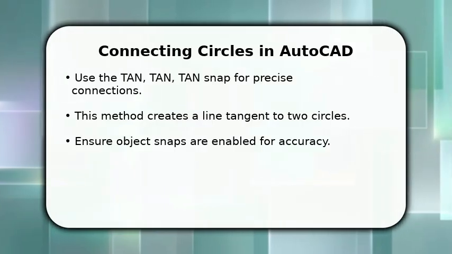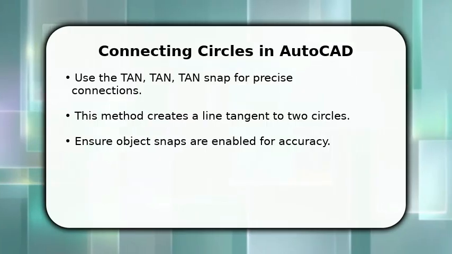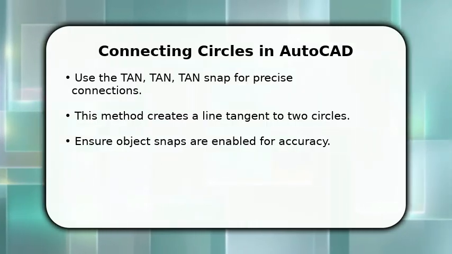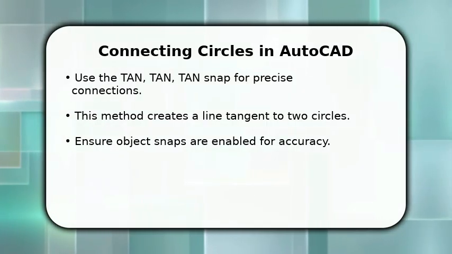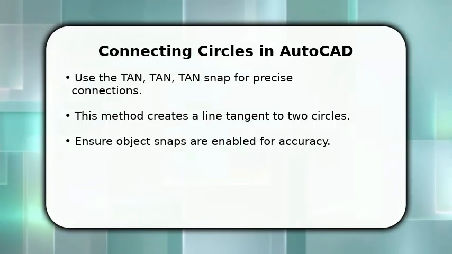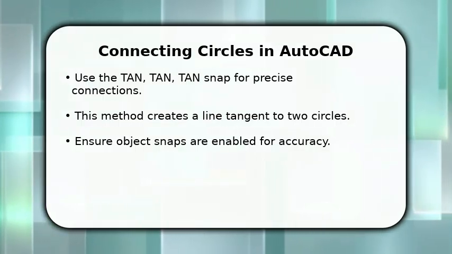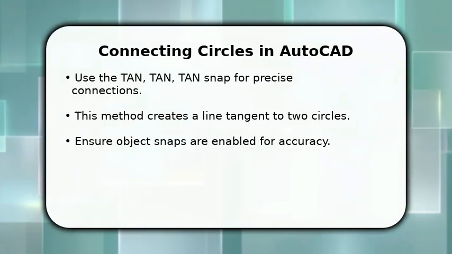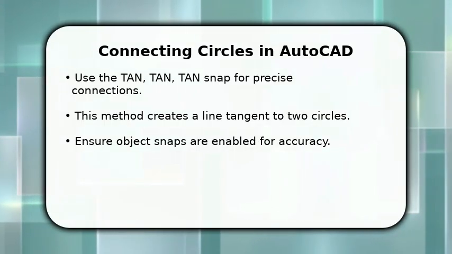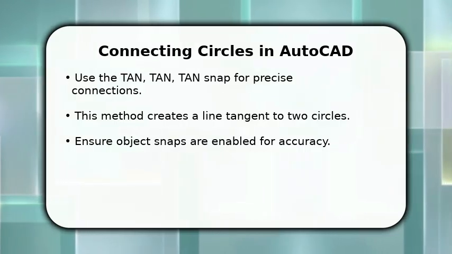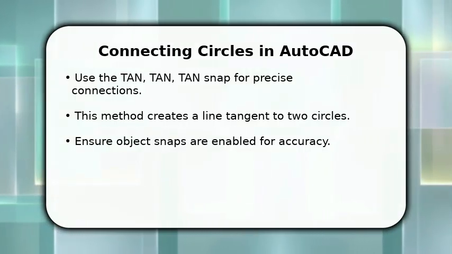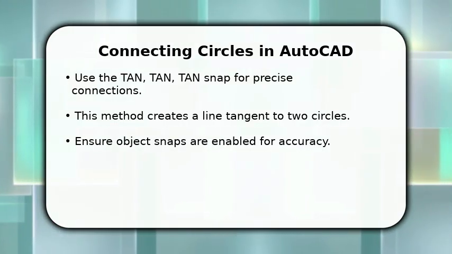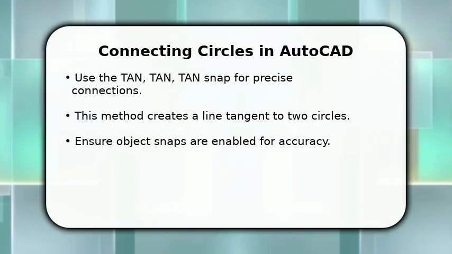In this video, I will explain how to connect circles in AutoCAD. This method focuses on creating a precise tangent line between two existing circles. It's a fundamental skill for accurate drafting. We'll use specific object snap settings to ensure your connections are perfectly aligned. This technique is essential for many design tasks, providing clean and professional results every time.